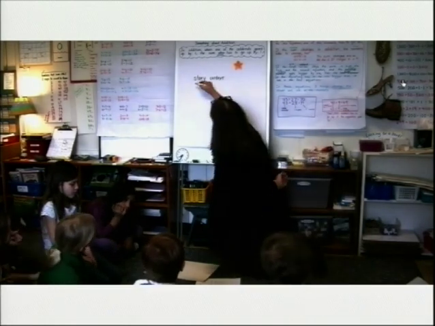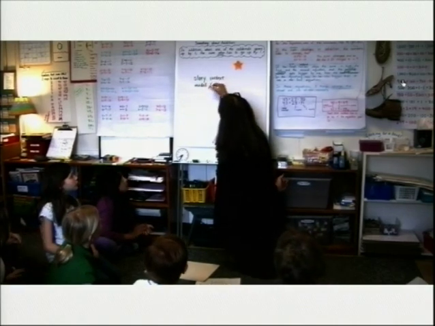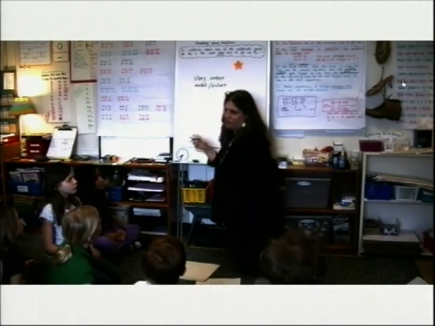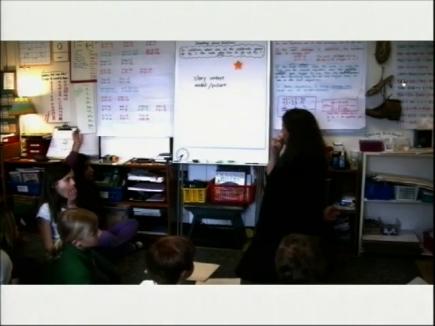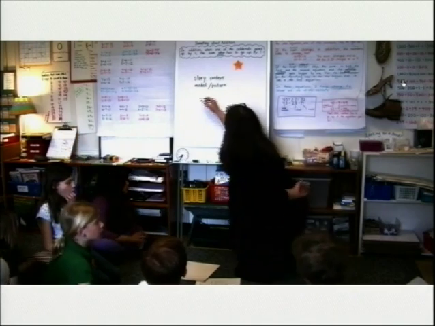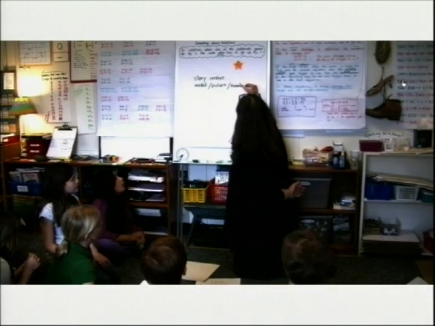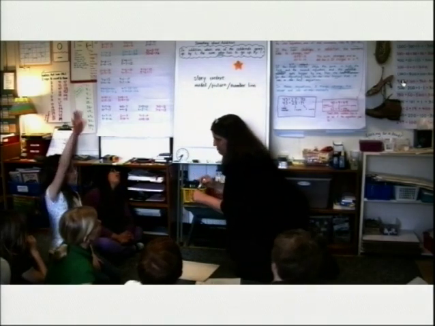Or could you come up with some kind of a model or a picture with snap cubes, or some kind of a picture where you could show that's always going to be true? Or could you use a number line to show that that would always be true?